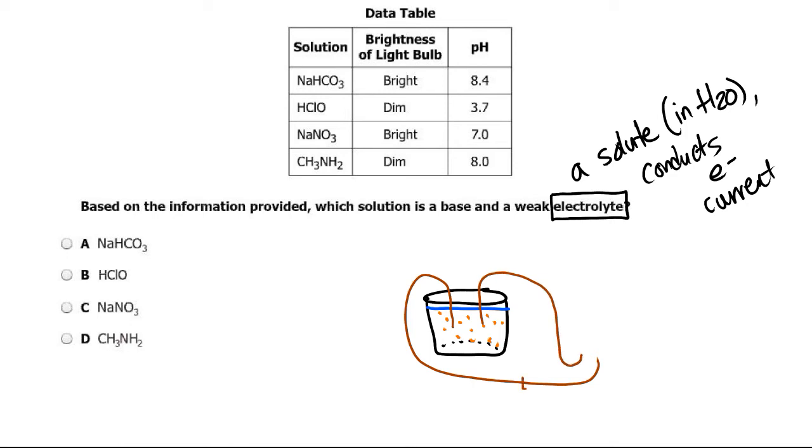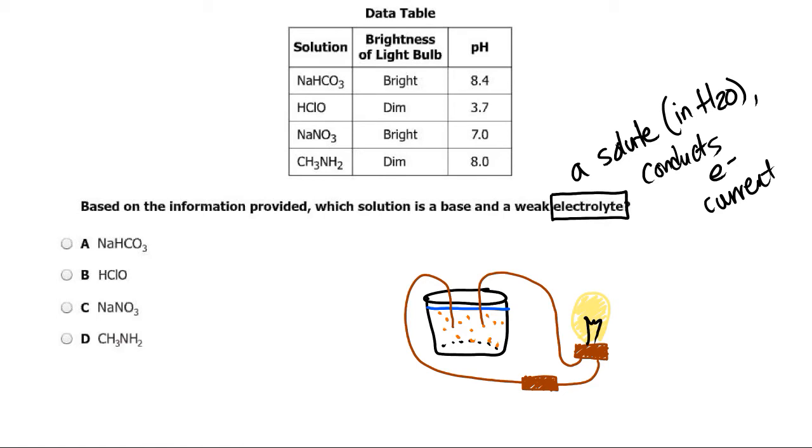I've got a battery in here somewhere also, and this circuit is considered to be closed. I've got, say, a light bulb. This light bulb will either not light up if it's a non-electrolyte in this solution. It'll light up weakly or dimly if it's a weak electrolyte, and it'll light up brightly if it's a strong electrolyte. So how bright is this light bulb is our question here.